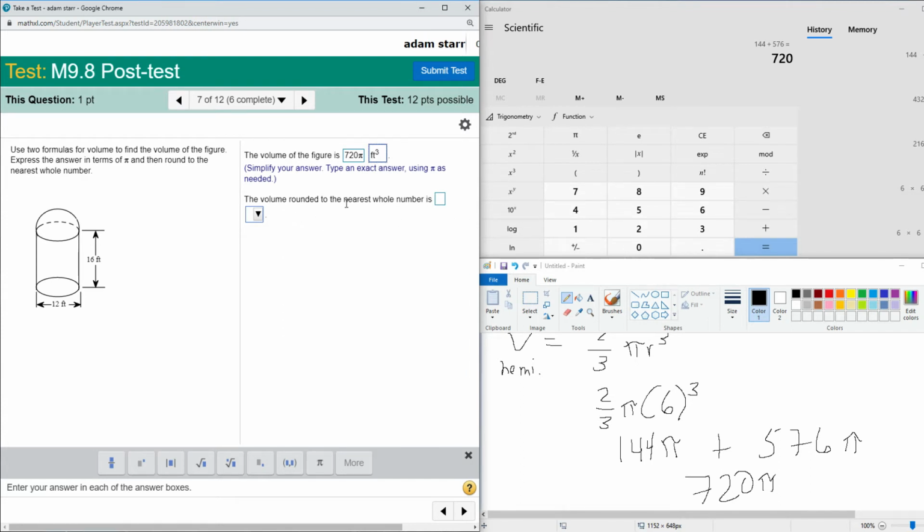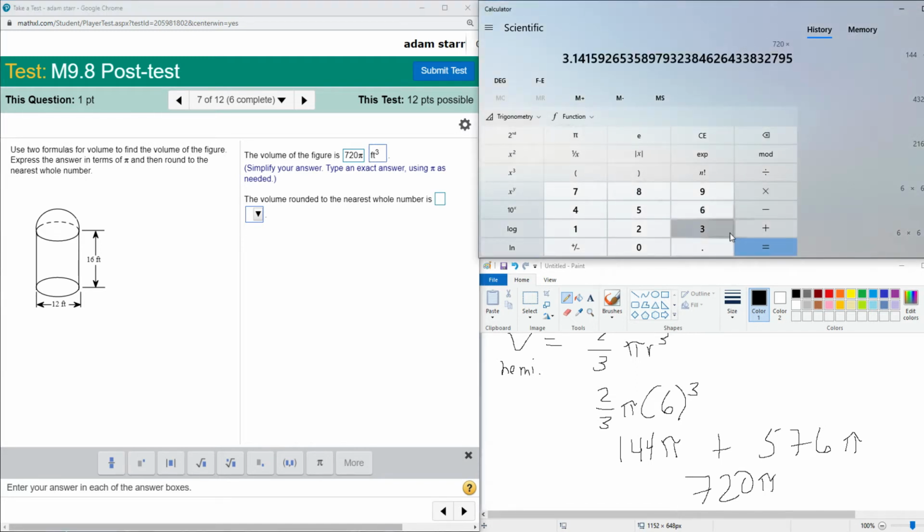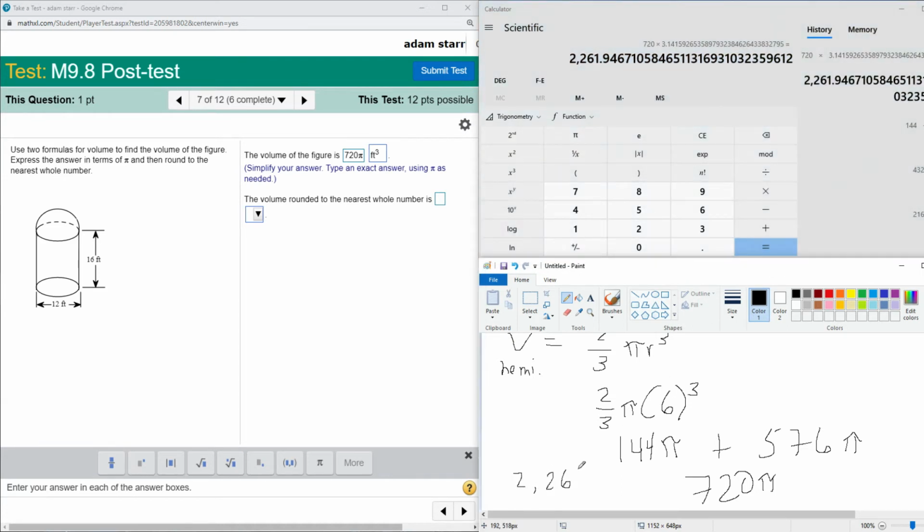And then it wants it rounded to the nearest whole number, so I'm going to take my 720, multiply it by pi, and I get 2,261.94 and so on. Because it's a 0.9, it's going to round my whole number up 1. So this will be 2,262 rounded to the nearest whole number. And again, cubic feet.